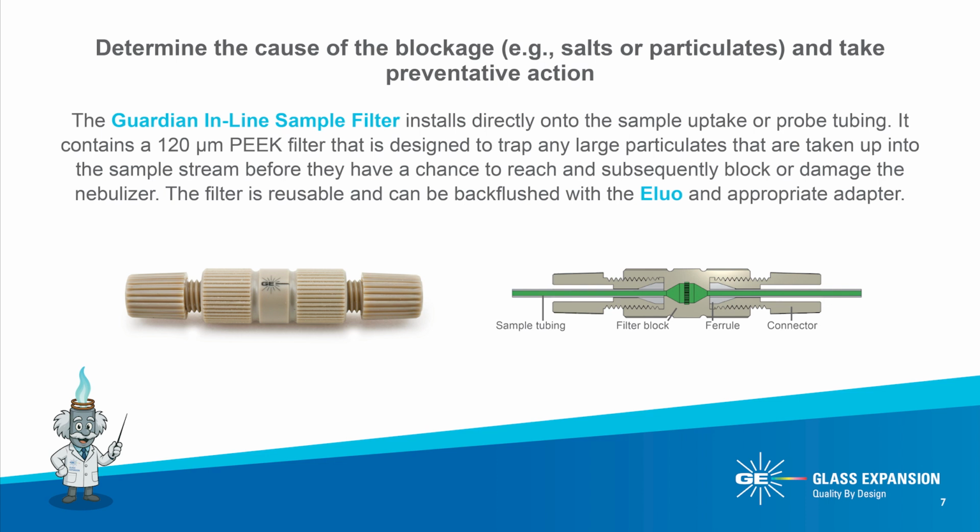The first member of the Guardian family is the Guardian Inline Sample Filter, which installs directly onto your sample uptake or probe tubing, and uses a 120 micron PEEK filter to catch large particulates before they clog or damage your nebulizer. The best part is that it's reusable. When it traps a particulate that would otherwise clog or damage your nebulizer, just backflush it with the LUO and Guardian adapter, and you're back in business.